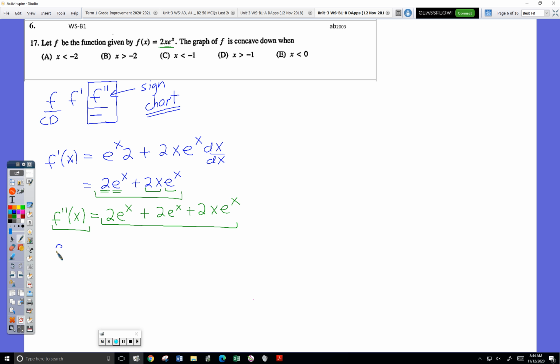And what else can I factor out, Allison? 2. So stay with me. So I'm going to pull out a 2 and an e to the x. So what goes here, Allison? 1. Perfect. Then here's the plus. What goes here? 1 again. And here's the plus. Nice. 3 more for Allison.